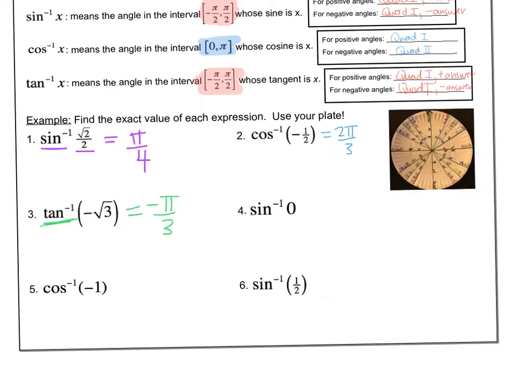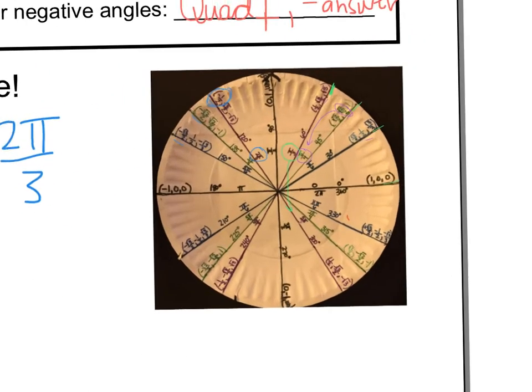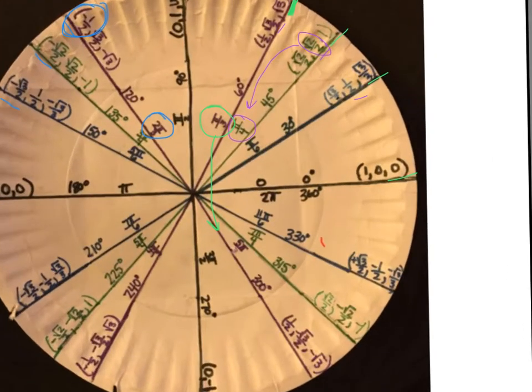Alright, then we're doing sine to be 0. So I'm looking for where sine, that's going to be the middle one, is 0. And right away we're looking in the first quadrant, it's right here. So that's just going to be 0.